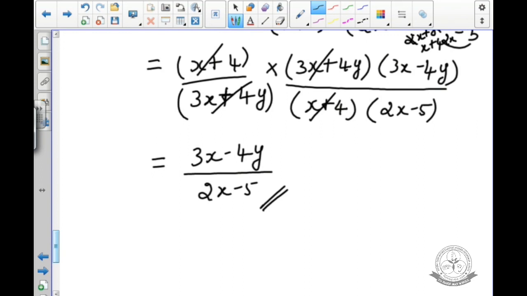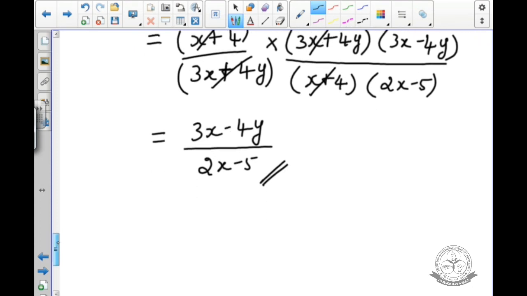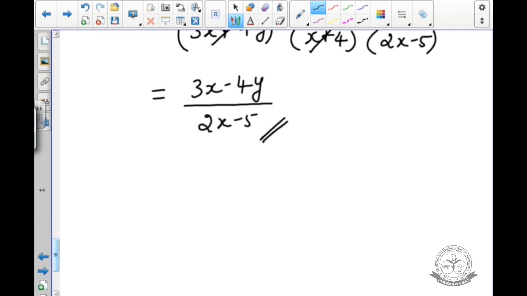Copy down this, I think. Next we move on to the second problem.